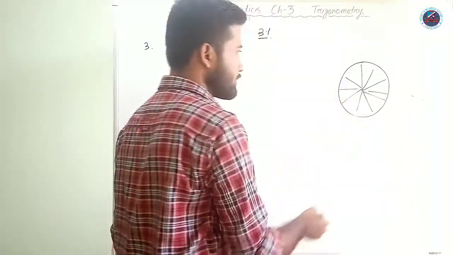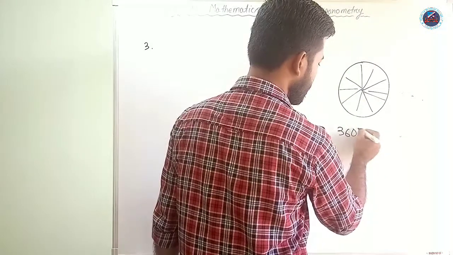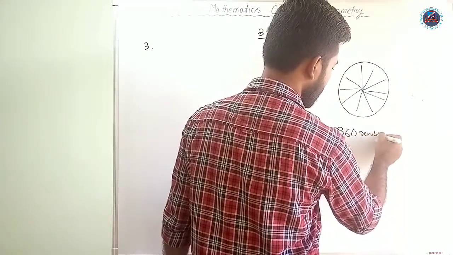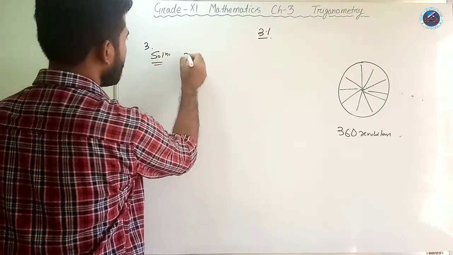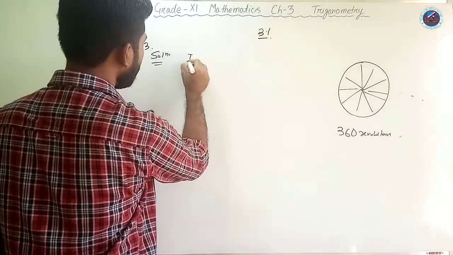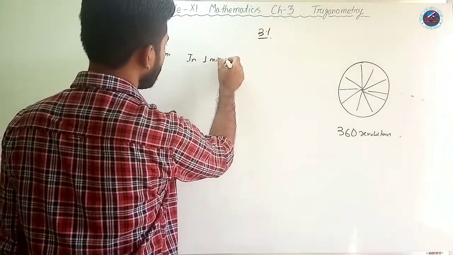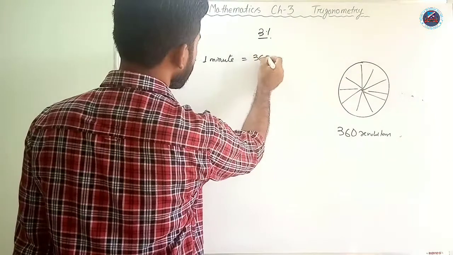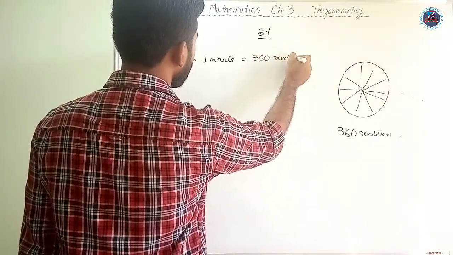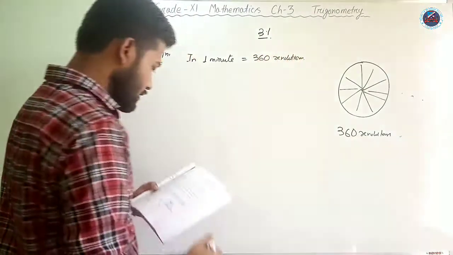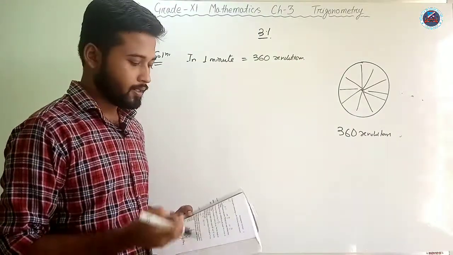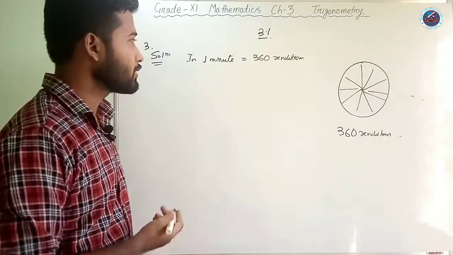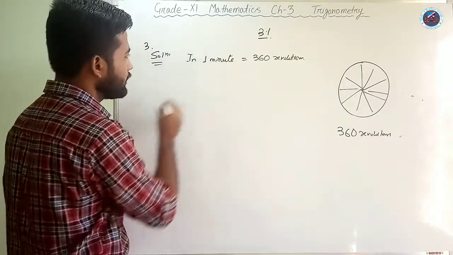Okay, it makes 360 revolutions in 1 minute. So let us write this first, whatever information is given to us. In 1 minute, we have 360 revolutions. Now, what is the next question given? Through how many radians does it turn in 1 second? So they are very much interested about the seconds. So let us convert the minute first.